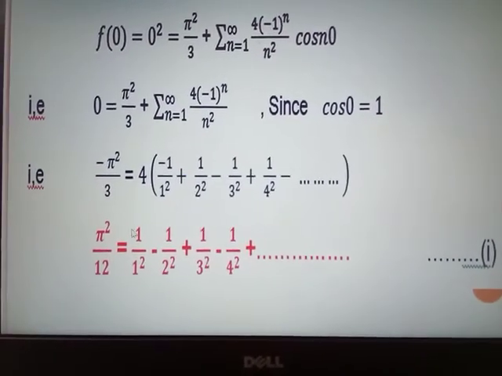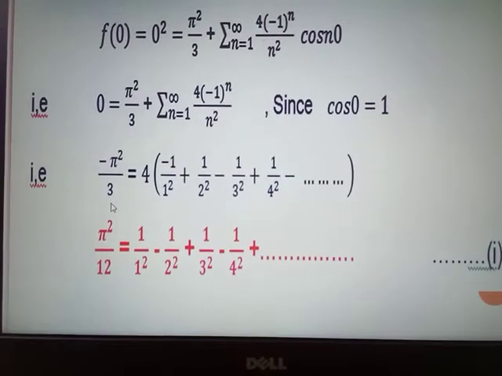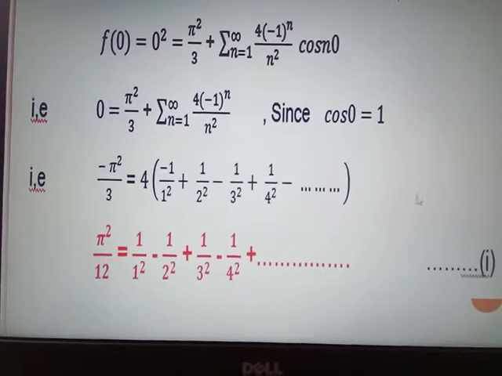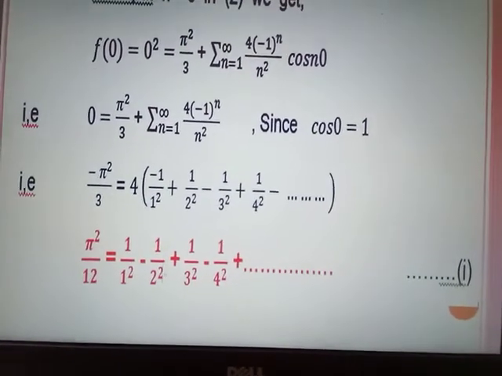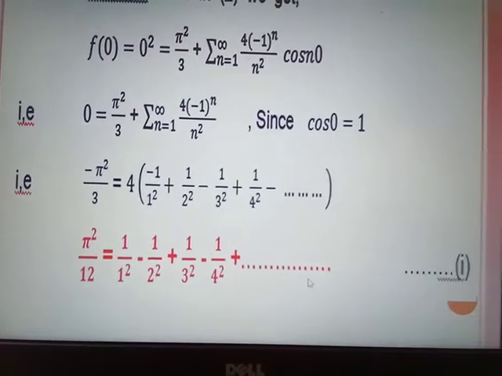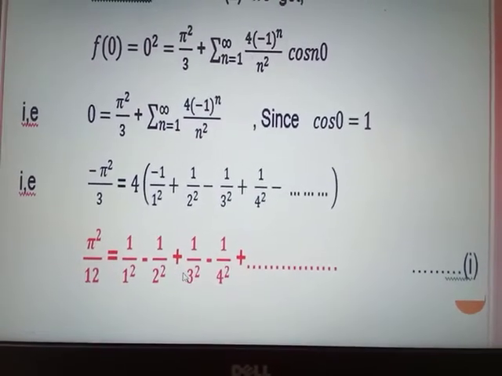Therefore, take this 4 to this side and apply the negative sign, or taking the negative sign on both sides, we get pi square by 12 is equal to 1 by 1 square minus 1 by 2 square plus 1 by 3 square minus 1 by 4 square plus and so on. See, this is the first result.